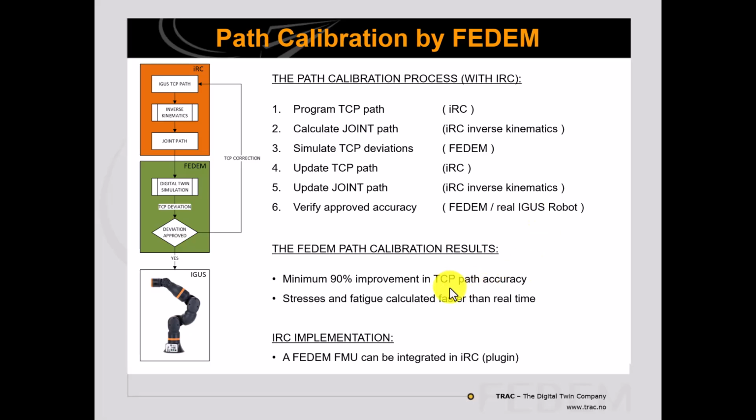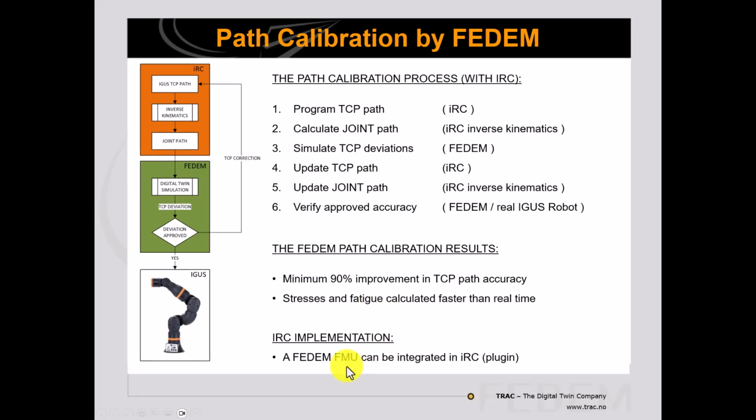In my benchmark, where I used 4 reference points, target points, I improved the target point accuracy with 97 to 100% in all directions. While I'm running this FEDEM simulation, I can also output stress and strain time histories, which I can use for fatigue analysis, and that is running much faster than in real time.